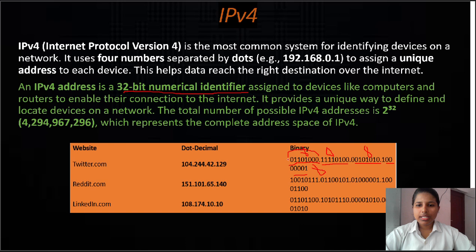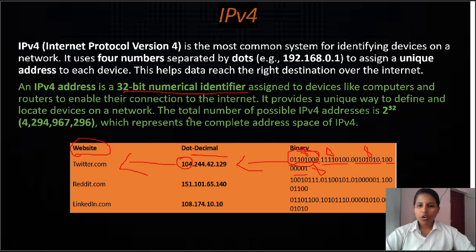So this binary is converted into decimal form, which we are seeing here, which is the IP address of Twitter, for example. This is how the 32-bit binary is converted into dotted decimal form, which is in a human understandable form.